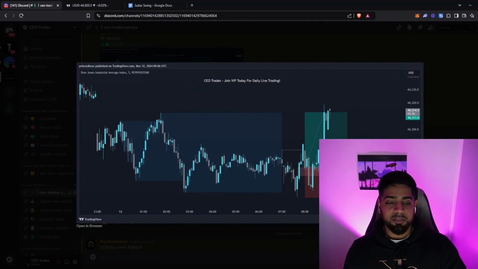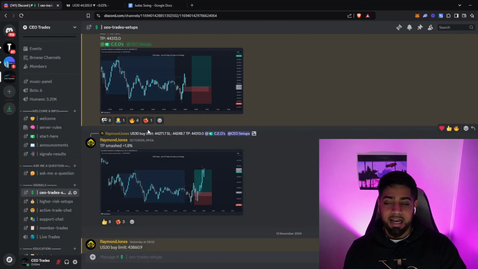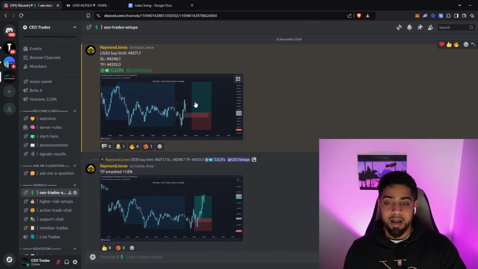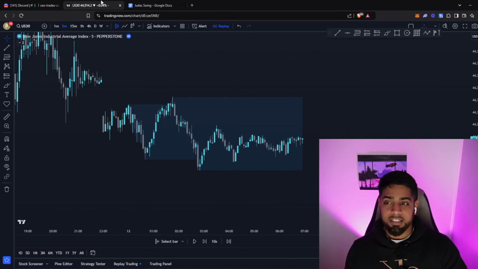Now, as we can see, we smashed TP for a nice 1.8% gain on the account. And as you can see, I also sent this trade before it happened with a screenshot and the numbers of exactly what the VIPs were supposed to type in. So let's go over this example.